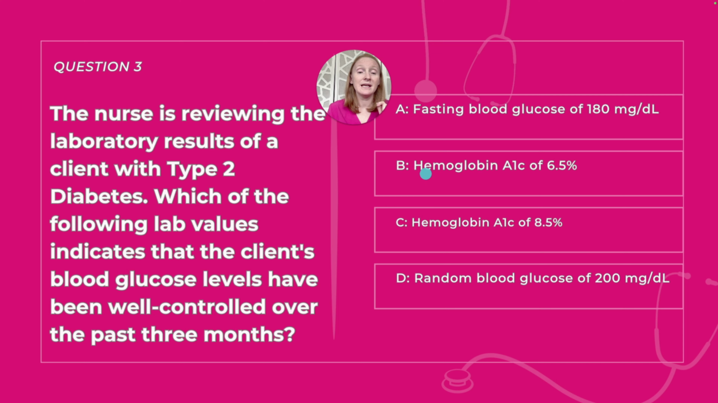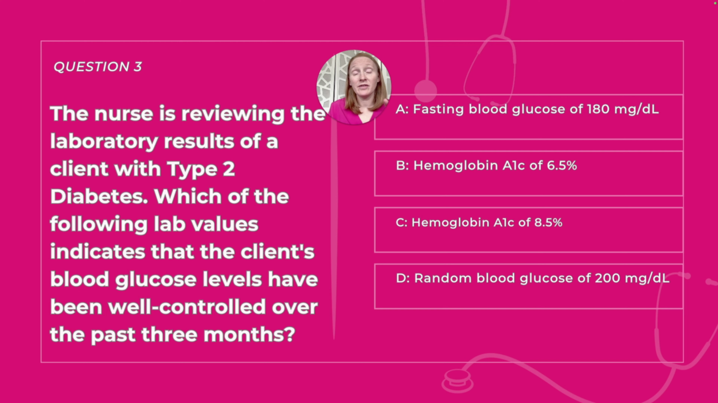B, hemoglobin A1C of 6.5%. Hemoglobin A1C is the lab that we are looking for when it comes to control for the past 3 months. This lab value increases the longer that blood sugars are high. Therefore, if blood sugars are well controlled over 3 months, hemoglobin A1C will be in the normal range. If blood sugars are chronically high over the course of 3 months, more of them are going to stick to the hemoglobin, which makes the hemoglobin A1C high as well.